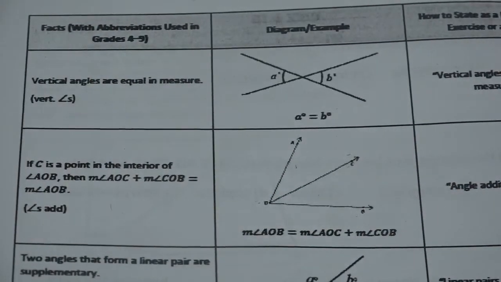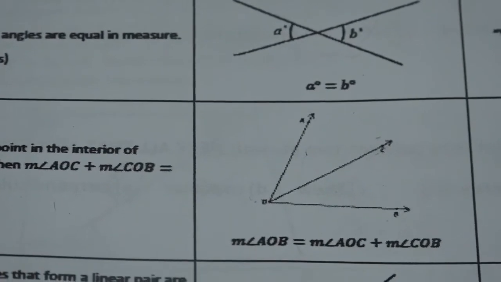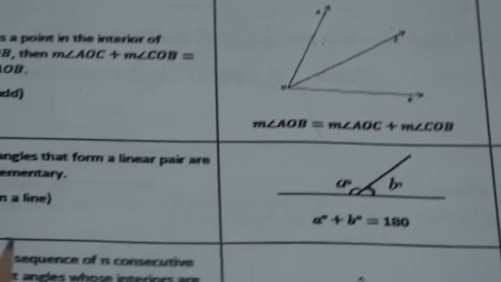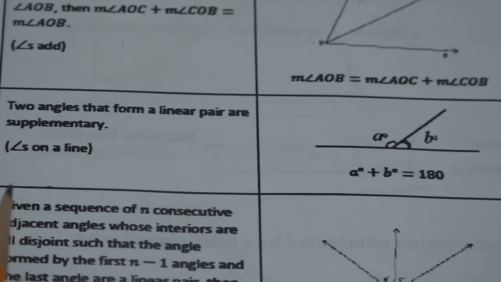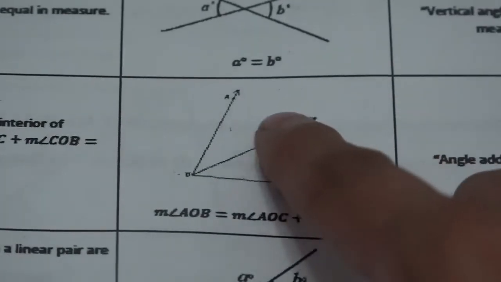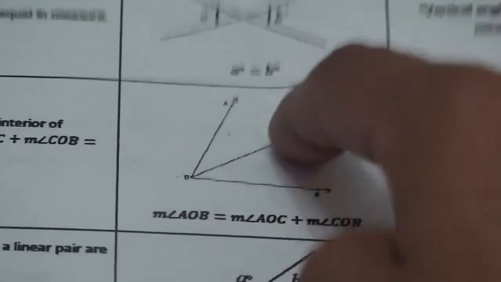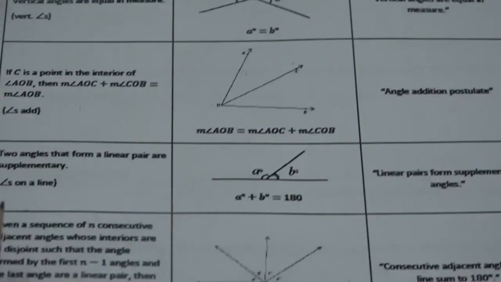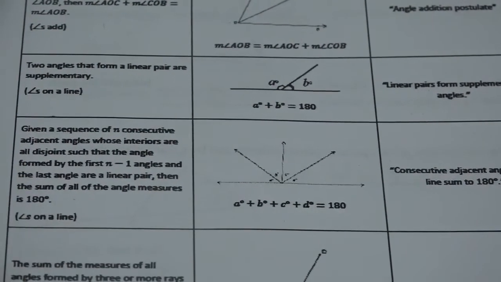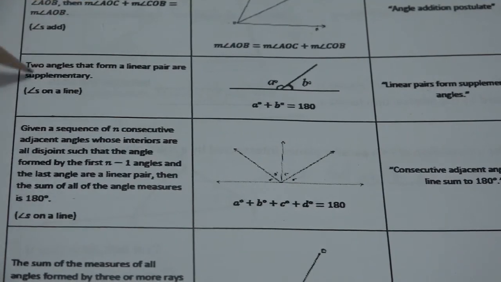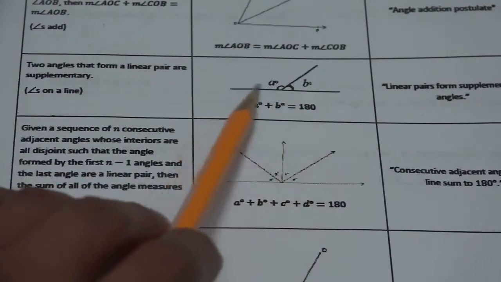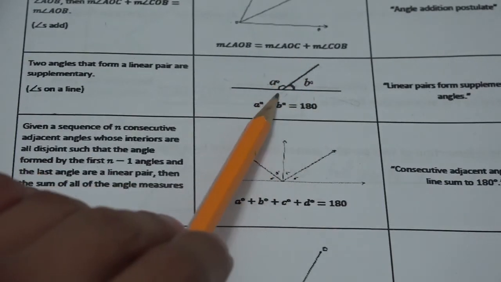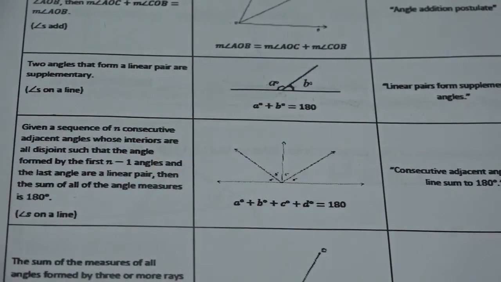Let me see if I can zoom in. Even if I show it to you like that, the printer is not that great. All right, and the next one. Why do this angle and this angle form this big angle? Because of the addition postulate. It says it right there in your paper. Two angles that form a linear pair are supplementary. We already did that. This is a linear pair: a straight angle divided into two different angles with the same common vertex.